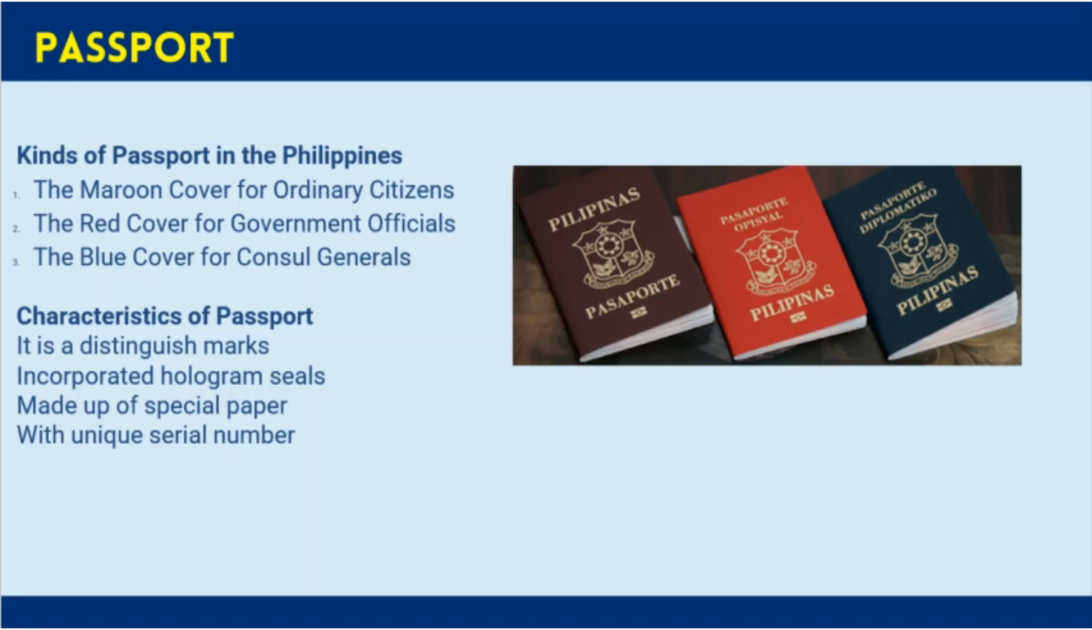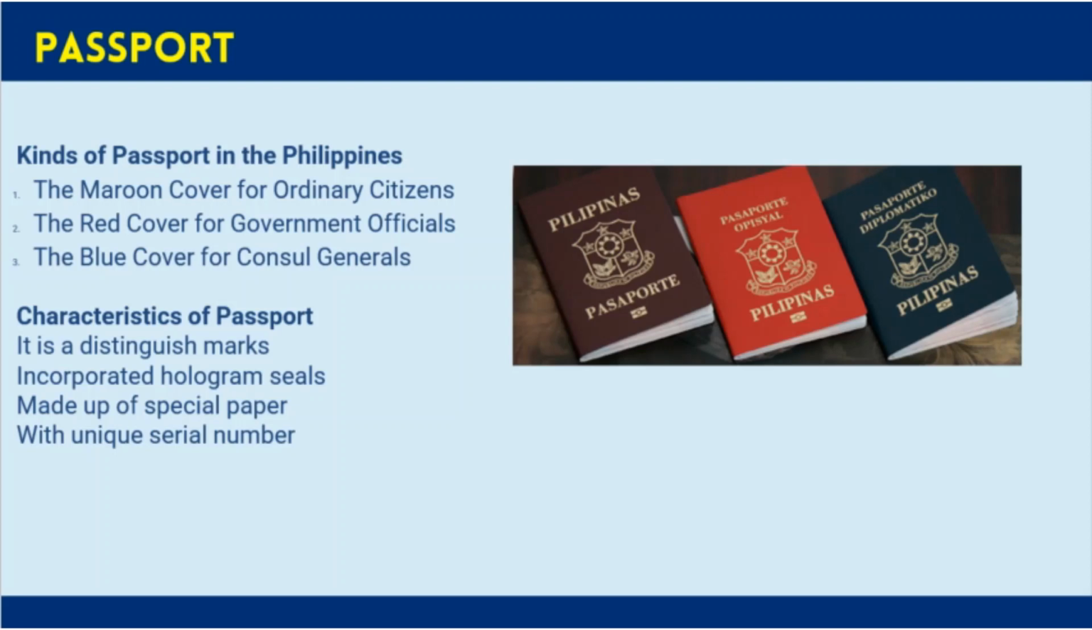Next is the red. So the red is for the government officials. It's called the diplomatic passport. So that is for the president, vice president, senate, chief justice, supreme court, and other governments. Next is the blue cover.